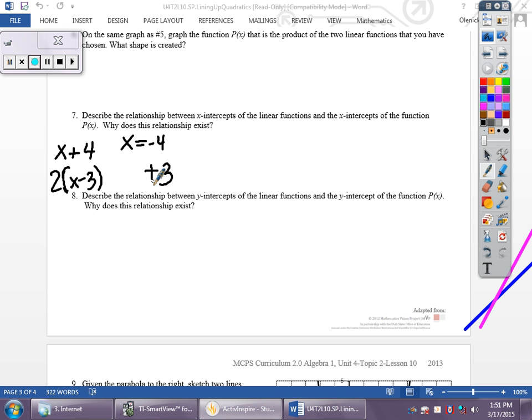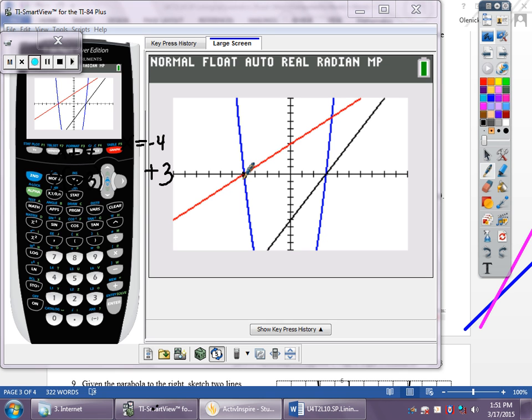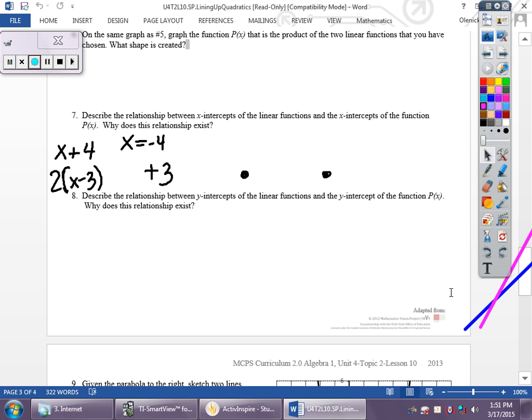Okay? When you look at the graph, you will notice that the x-intercepts of the parabola are the same. They are also negative 4 and positive 3. The reason why is the parabola is made up of the product of those 2 lines. So their x-intercepts are going to be the same because the parabola is made up of the product of the 2 lines.